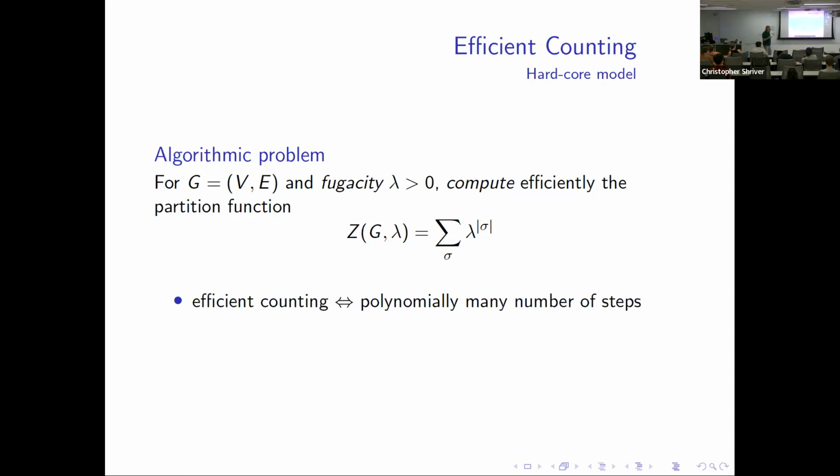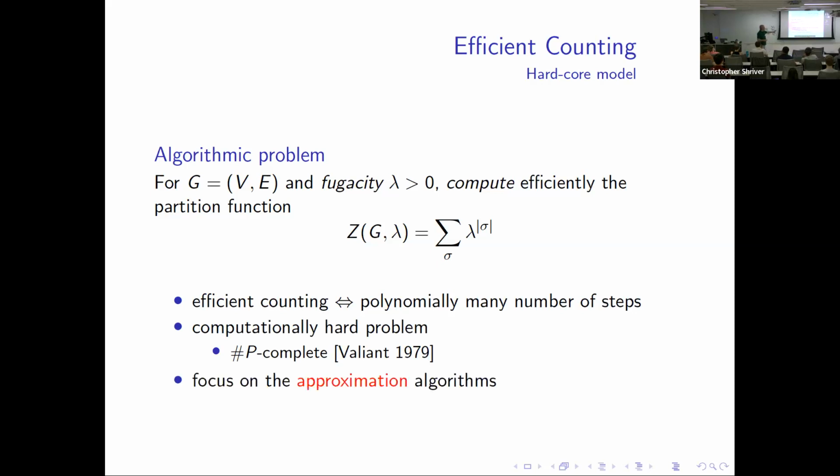So if you see this sum here, you immediately realize that for general graph G, the number of terms here is exponentially large in the size of the graph. We expect to have a lot of independent sets. So there is no trivial way of actually computing this quantity efficiently. And it also turns out that this problem is computationally hard. It's a classical NP-complete problem. So we are going to focus on approximation algorithms there. Are there any questions so far?